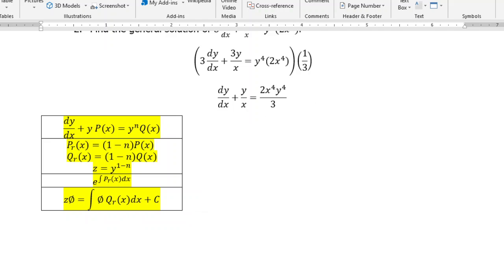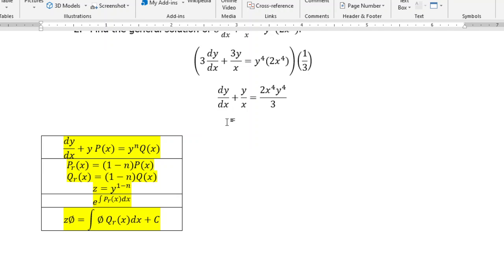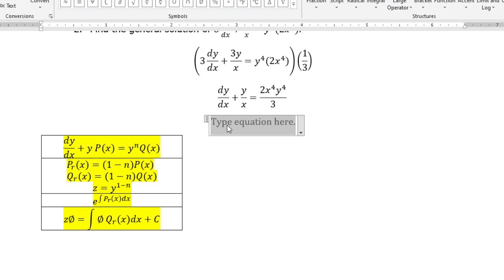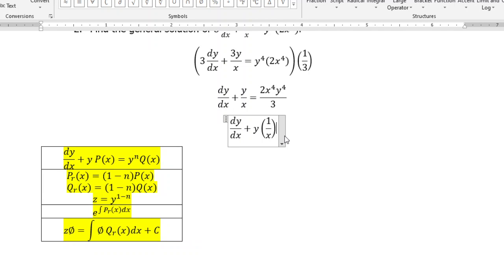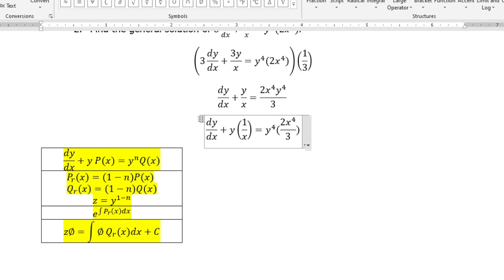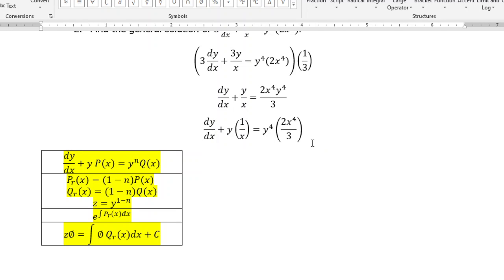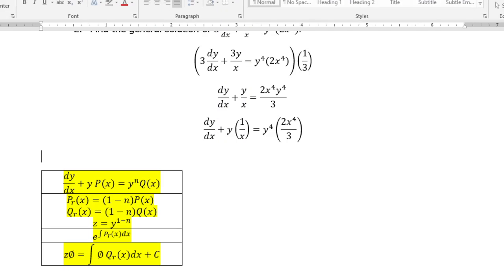So, gagawin natin siyang this form. So, syempre, dy over dx plus y multiplied by, ang natira is 1 over x, which is magiging px natin, is equal to, separate natin si y raised to n, which is y raised to 4. So, ang natira is 2x raised to 4 over 3. Tama? So, magiging ano natin?